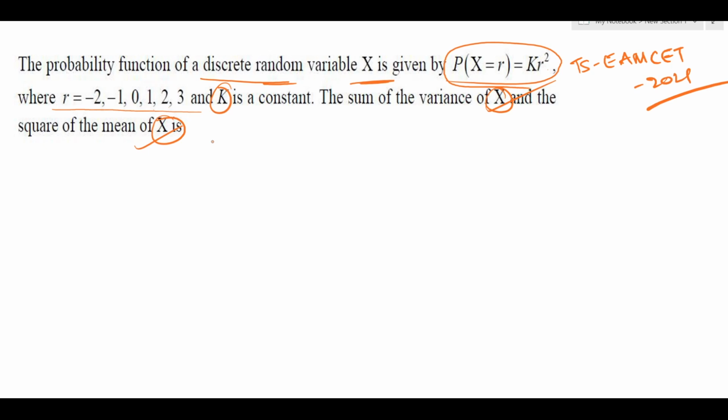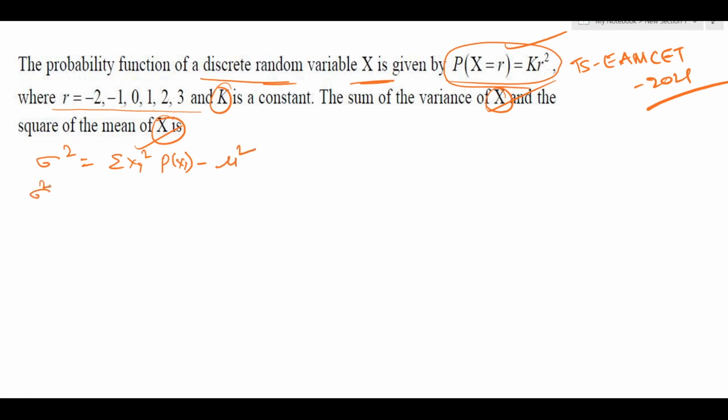6th August shift 1. P of x equal to r is given as k r square, where r is equal to -2, -1, 0, 1, 2, 3. We know that variance sigma square is equal to sigma of x i square into P of x i minus mu square. Here mu is the mean.